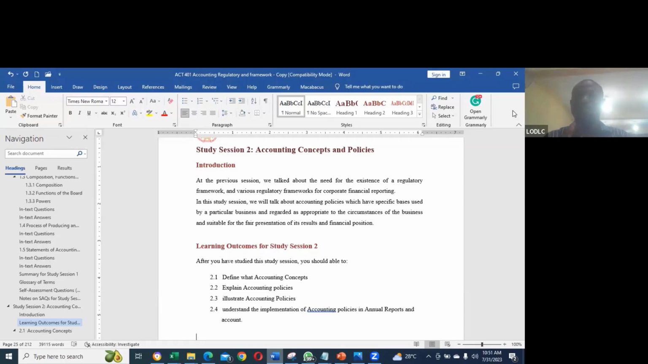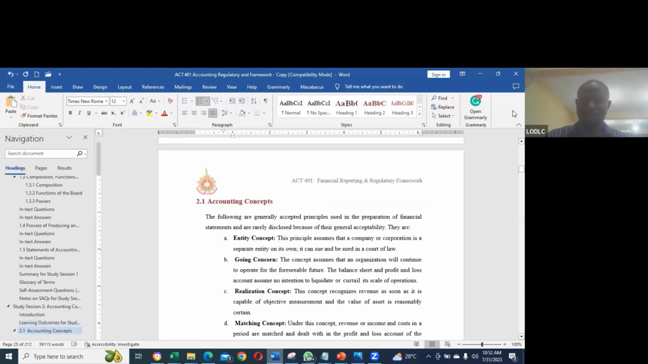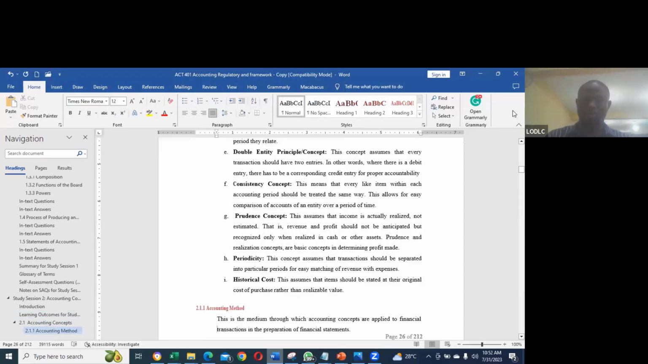Do you understand? They must be what? Strictly adhered to. So the accounting policies we are talking about specify the basis used by a particular business or organization and regarded as appropriate to the circumstances of the business activities. So that is the basis on which every organization will base their financial statements. So that's what the accounting concept and policy tries to address.